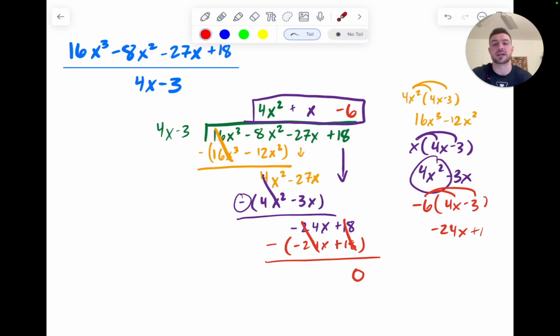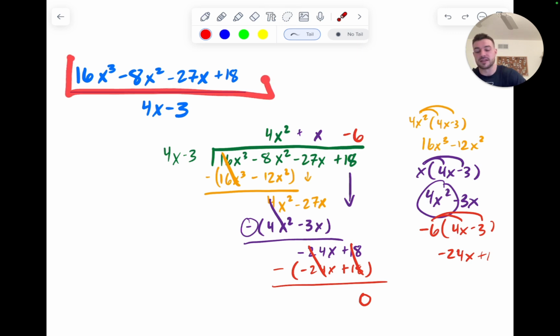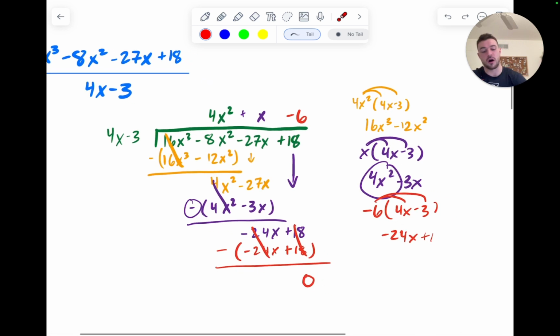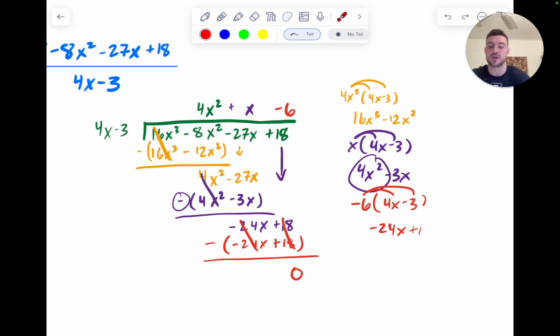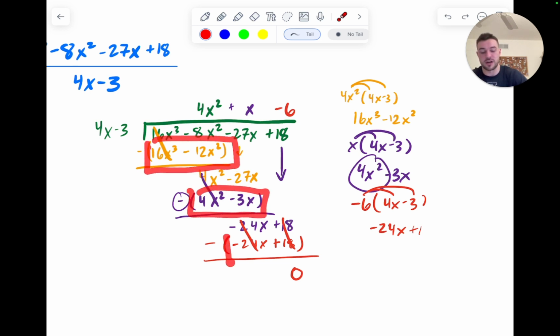All right, that also tells us some more information. You might not be there yet in your classes, but because we did our division and we had nothing left over, that tells us that 4x - 3 is a factor of 16x^3 - 8x^2 - 27x + 18. All right, so all of our work here on the side isn't totally necessary, but I wanted you guys to all see where I was getting each of these values from and why I had these values in my answer.